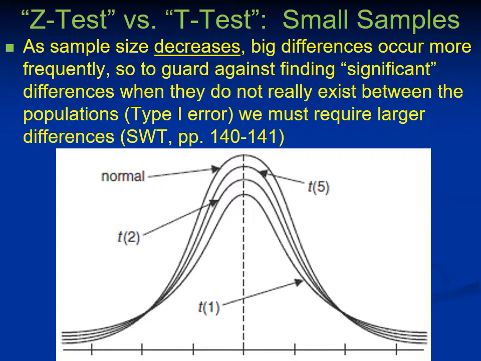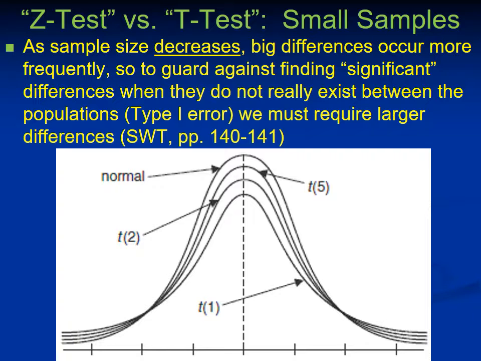Okay, so here's a similar diagram to the one on page 140 of Statistics Without Tears. And this illustrates, I think, pretty well the danger of small sample sizes, overestimating the significance of differences that you find between groups. So you see that the smaller the sample size, the proportion of extreme differences between two samples is going to increase.